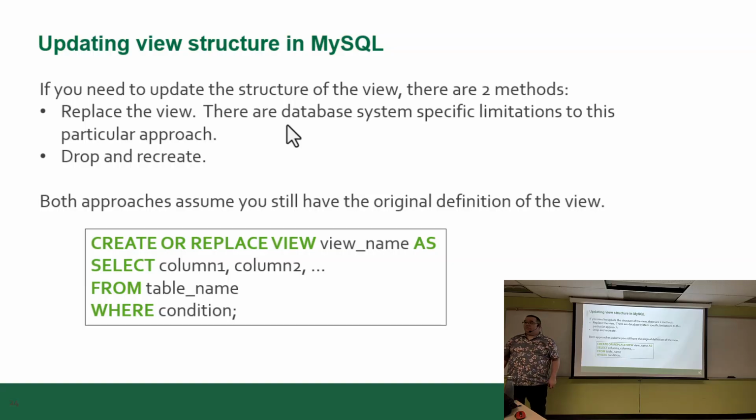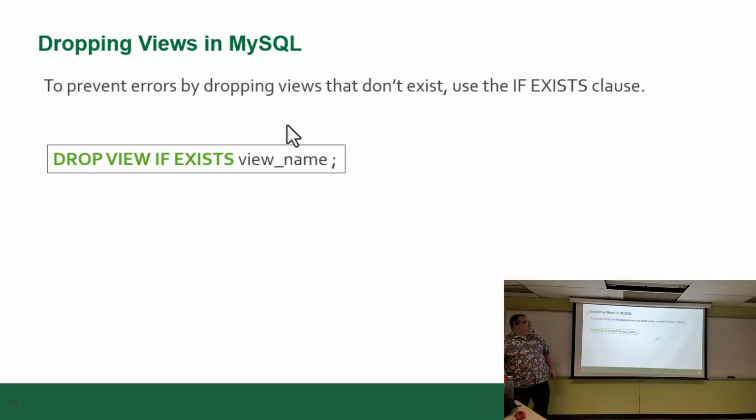MySQL just lets you do it, because basically MySQL just drops it and recreates it anyways. It's just hiding the fact that it's doing it. Create or replace does the exact same thing. It's just that one's in 2 steps, one's not. And if you want to get rid of a view, if exists is always helpful. That way you don't get an error if it doesn't exist, and then you give it the name and it's gone.